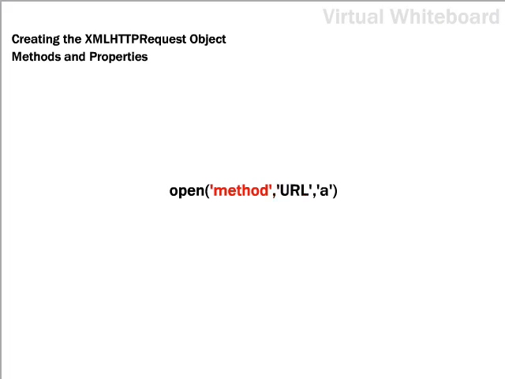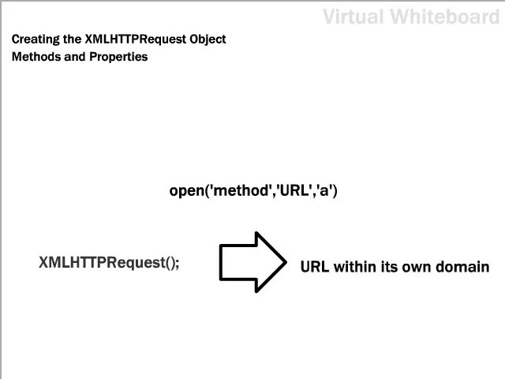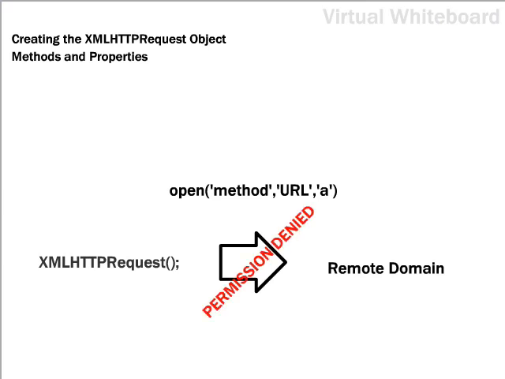First, specify which HTTP method you intend to use, usually GET or POST. Next, the destination URL of the request is included as the second argument. If making a GET request, this URL needs to be suitably encoded with any parameters and their values as part of the URL. For security reasons, the XMLHTTPRequest object is allowed to communicate only with URLs within its own domain. An attempt to connect to a remote domain results in a permission denied error message.